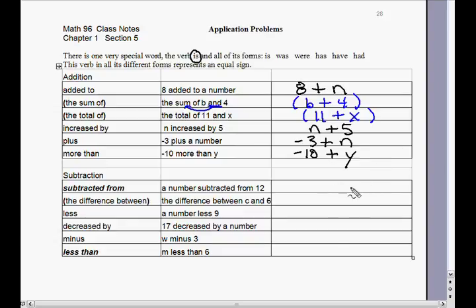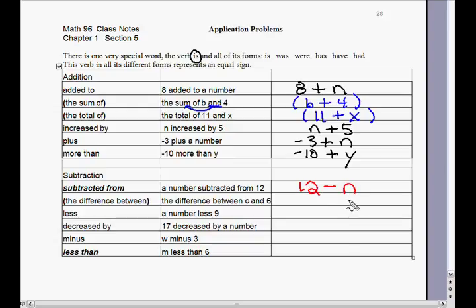The first one, which is very special, is subtracted from. In this, we must write things backwards. It says a number, I'm going to start here in the back, a number is subtracted from 12. So I have to write the 12 first so I can subtract n from it.